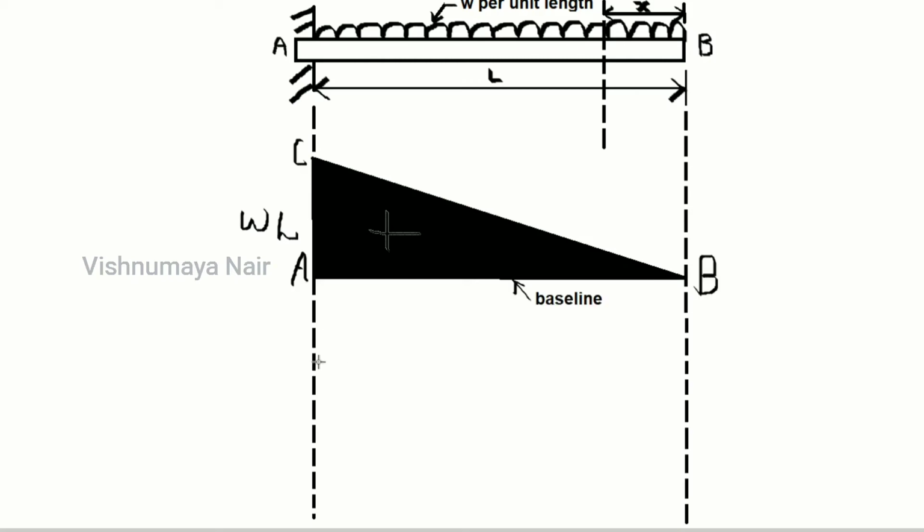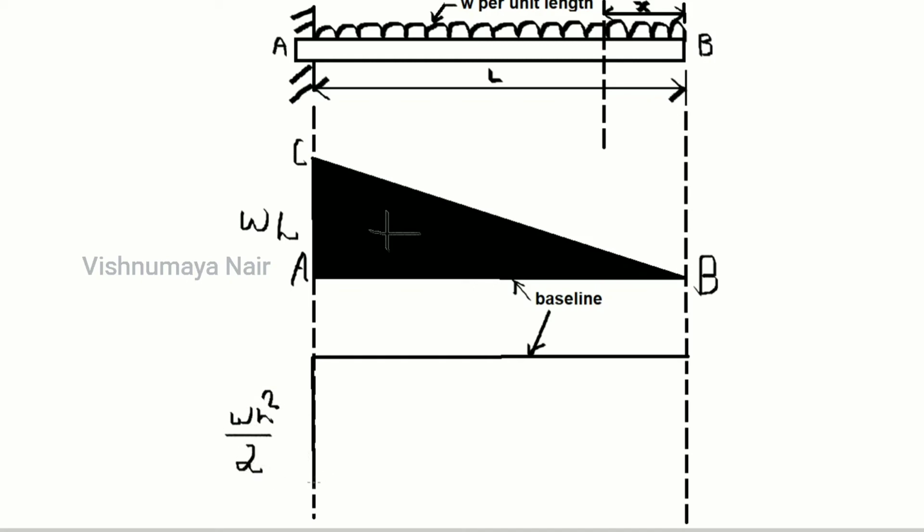Now let's draw the bending moment diagram. For that, let's draw the baseline first. So this is the baseline. And you can mark it as well. Okay. Now we know that at this end the bending moment is 0 and at this end the bending moment is given by minus W L square by 2. It is negative. So we have to plot it below the baseline. So this is W L square by 2.